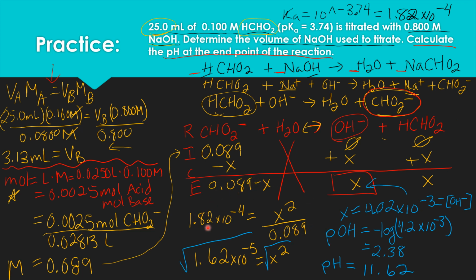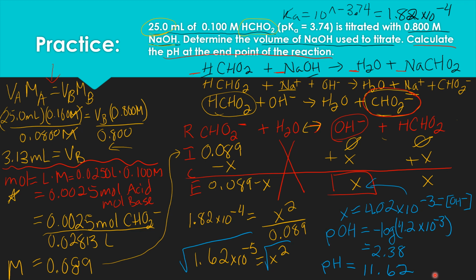So it'd be Ka equals x squared over 0.089. All right, so then we can go ahead and solve for x. So we multiply by 0.089, do our square root, we get our x value, that's our concentration of OH. So then we find the pOH, so then we can use that to find our pH. Now we can see our pH is 11.62. So the pH is more basic.